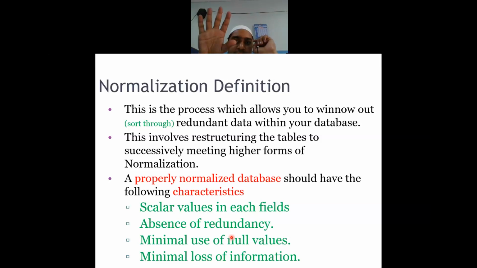So what are the four characteristics based on which it is determined whether a table is to be normalized or not? First, the table should have all scalar values. Second, it should have absence of redundancy. Third, it should have minimal usage of null values. Fourth, it should have minimal loss of information.